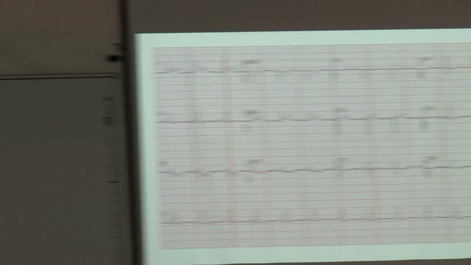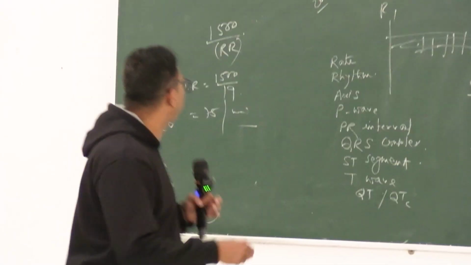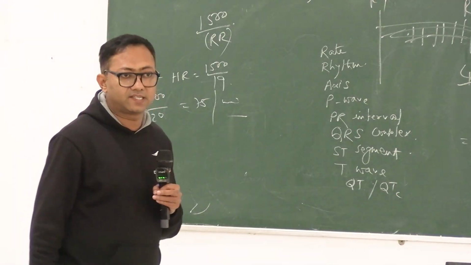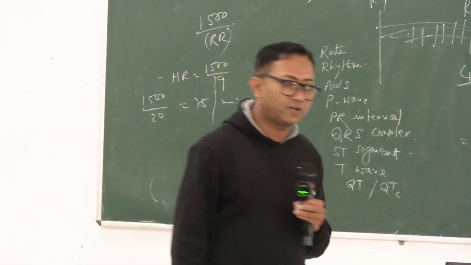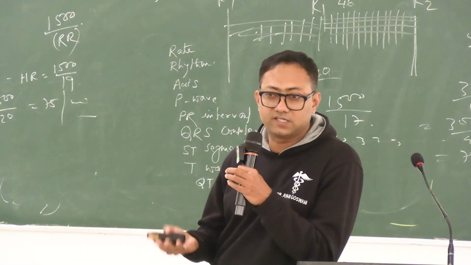Just interpret a normal ECG right now, because there are so many abnormalities that we will discuss in our subsequent classes. Now the axis. You have got the idea of axis. In my previous class, I told you about the mean electrical axis.